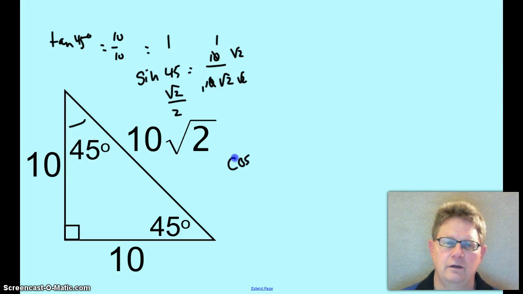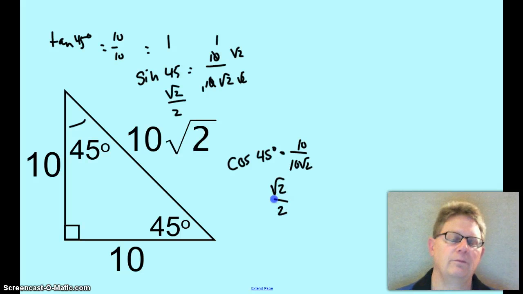How about the cosine of that 45 degree angle? Okay, the adjacent side is 10. The hypotenuse is 10 root 2. Hey, I just saw that. Cosine of 45 degrees is root 2 over 2. That's pretty cool.